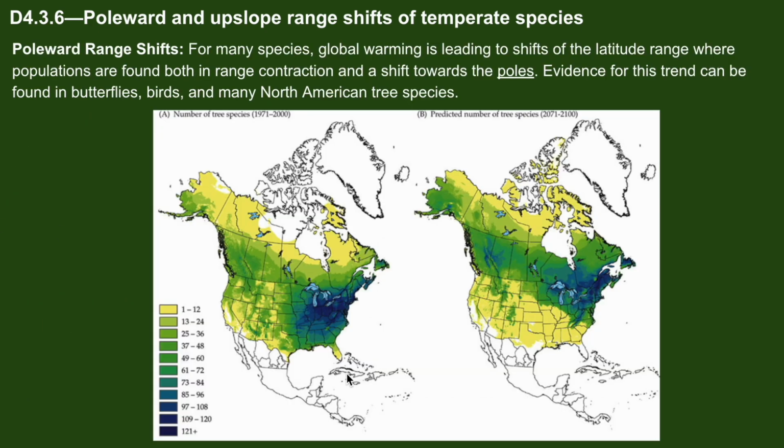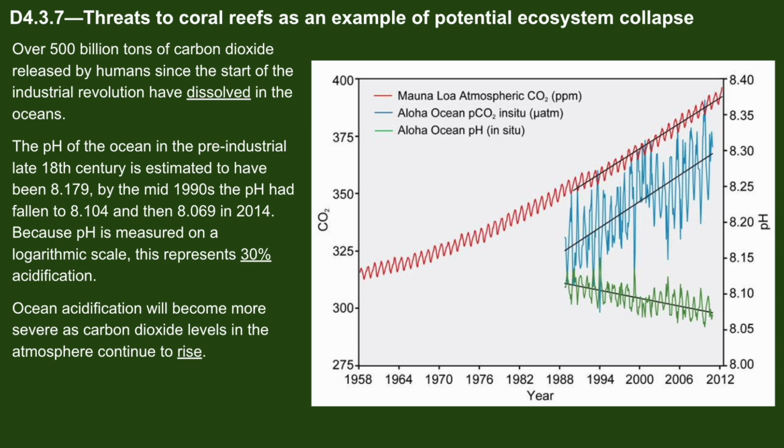We're also seeing this occur as poleward range shifts, and so as warming occurs, species are moving closer to the poles to stay at the temperature they are adapted to. And we've seen evidence for this in butterflies, birds, and many North American tree species. But then eventually we're going to reach the poles, and if warming continues to occur, they're going to run out of colder places, or places that are at that temperature, to move to.